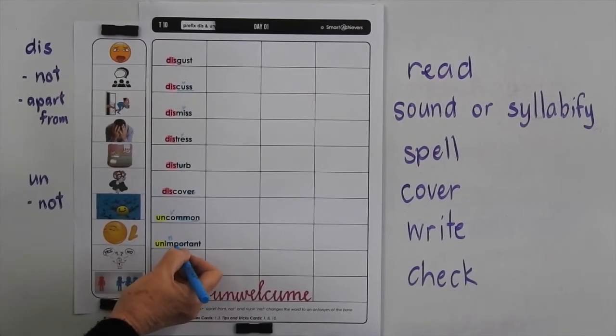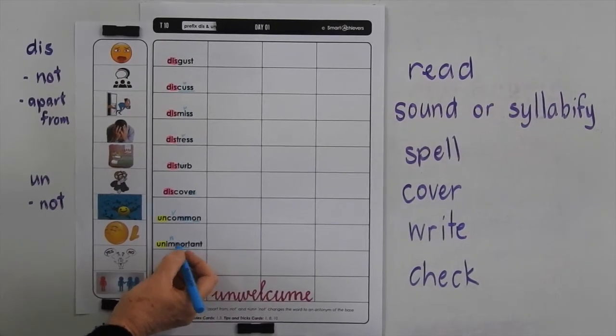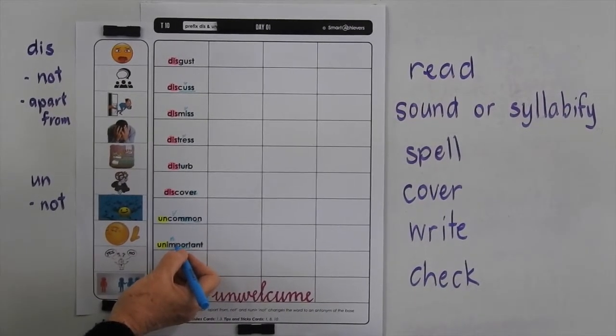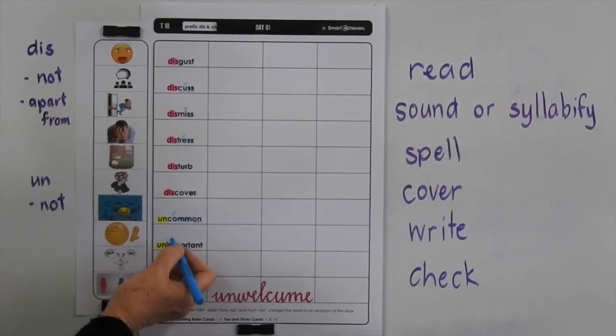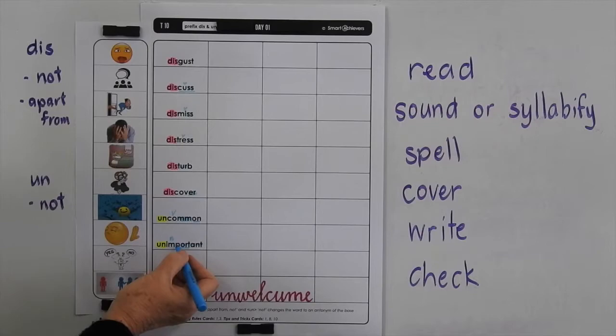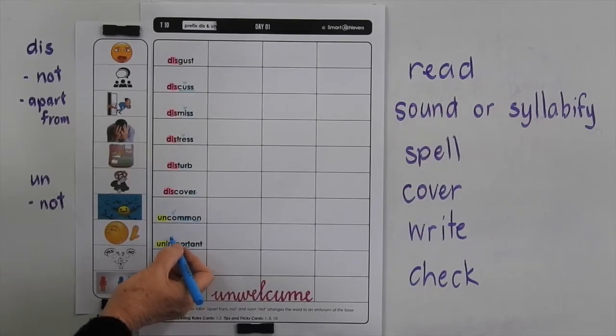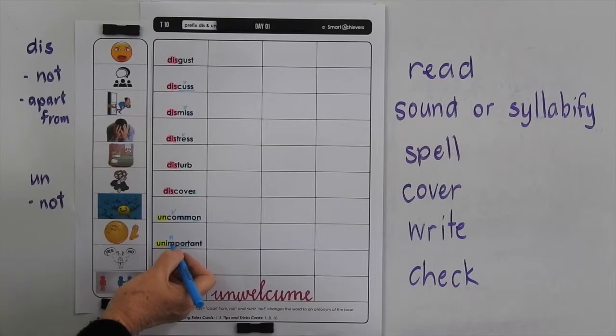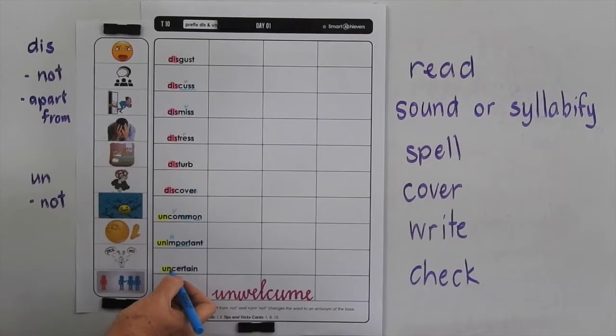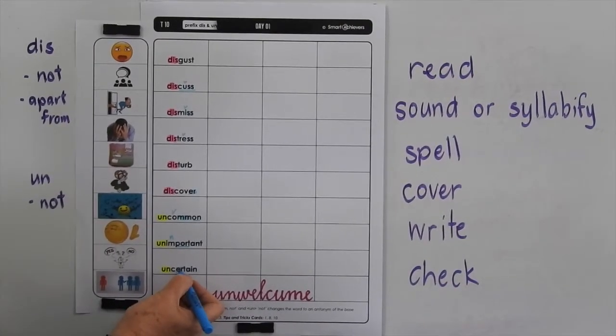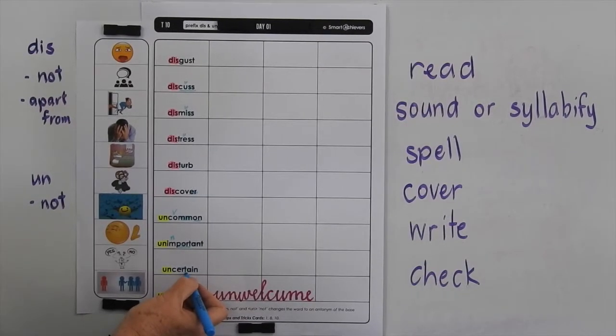Now, important, we know that the root port starts with a P, and the prefix should be in before that. But because of the prefix change rule, we know that we can change the prefix into im if the first letter of the root starts with an M, a B, or a P. So port does start with a P, so we're changing the prefix into im. So we've got two prefixes on this word, important.